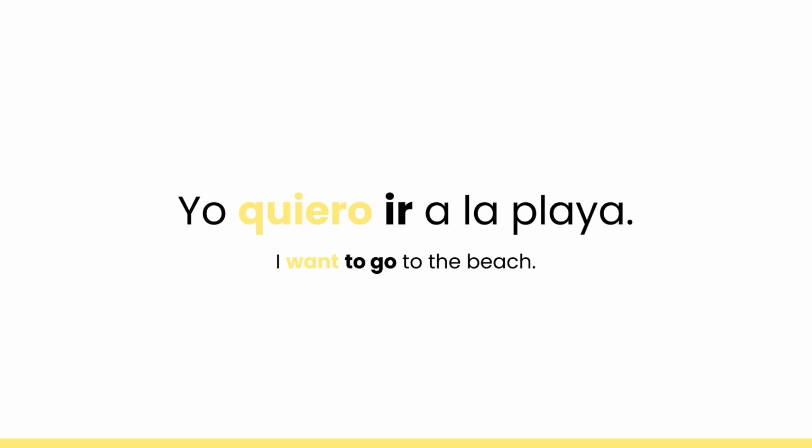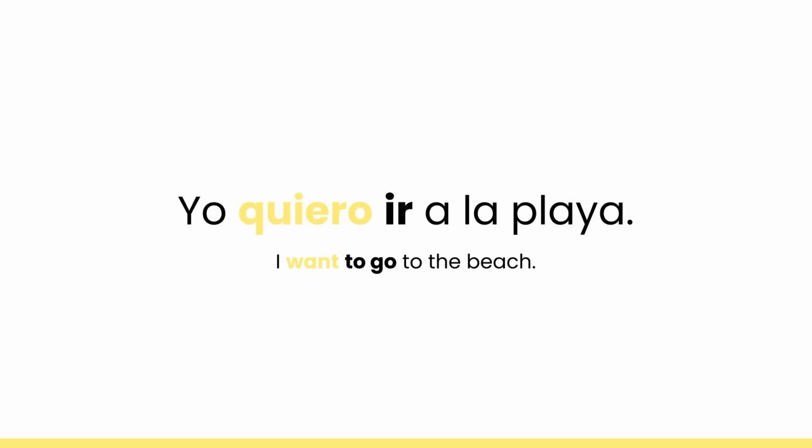However, sometimes when we create sentences, we might want to use more than one verb. So for example, in this sentence, I want to go to the beach, in which we use 2 different verbs. We use to want and also to go. Yo quiero ir a la playa. Instead of using one verb, we now use 2 verbs, which are right next to each other. So I want to go to the beach in Spanish is Yo quiero ir a la playa.